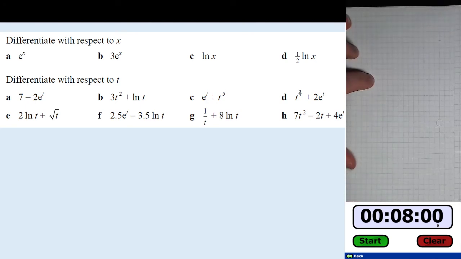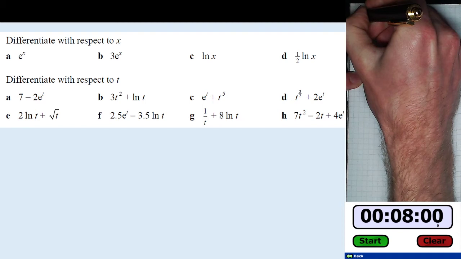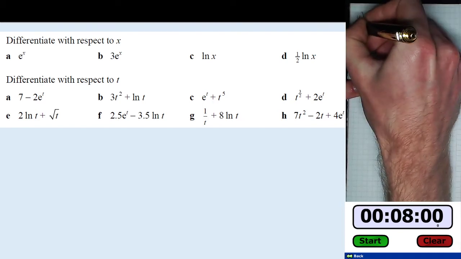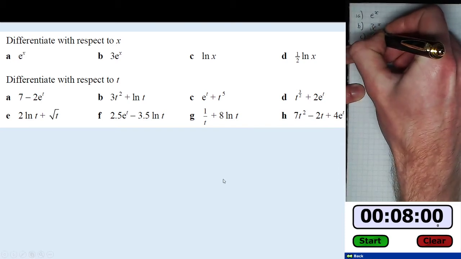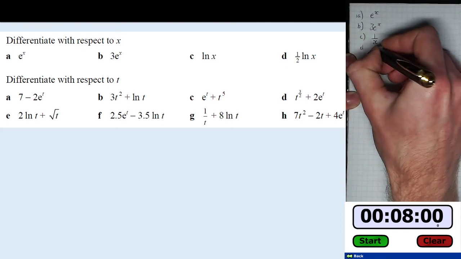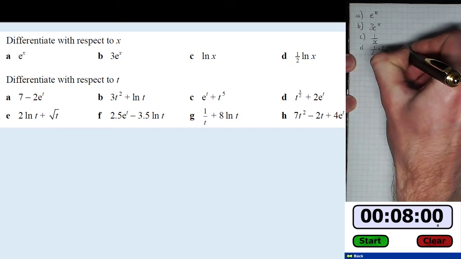I'm going to write them down as I go so that if you miss them out, then you can see them still written down. So 1a, we just get e to the x. B, we get 3e to the x. C, we get 1 over x. And D, we get half of 1 over x, which is just 1 over 2x.